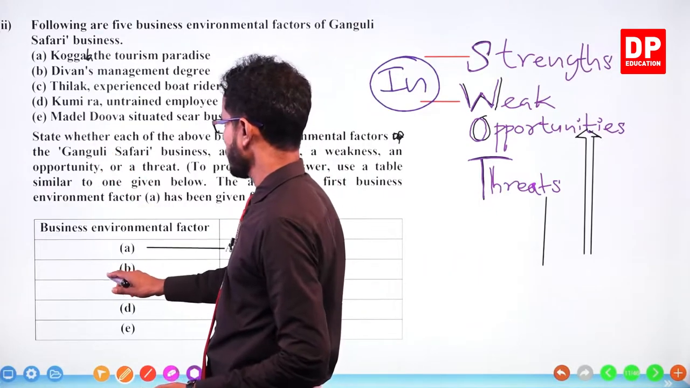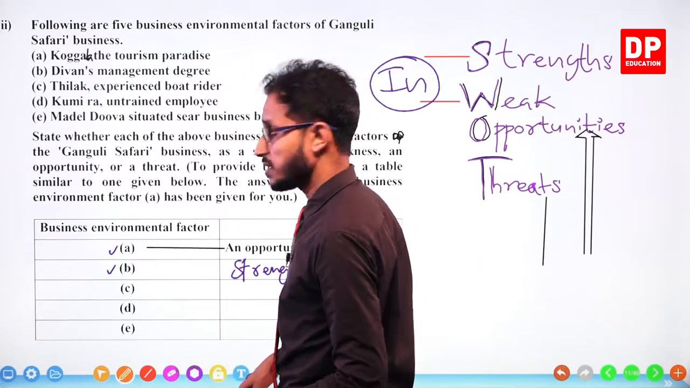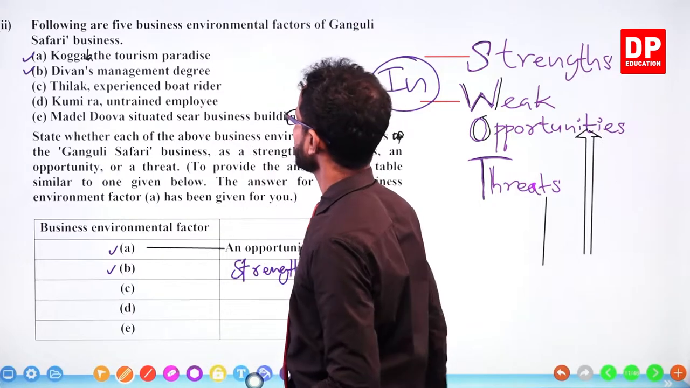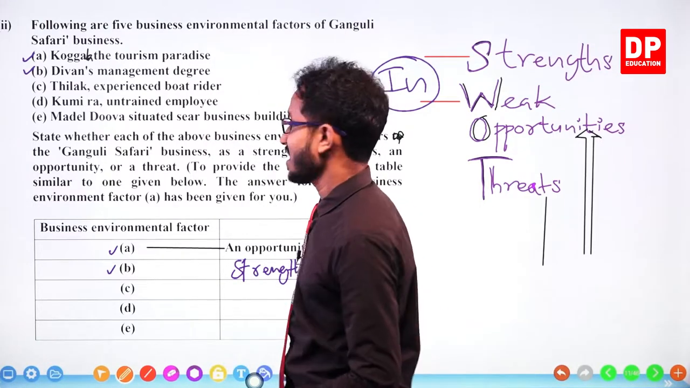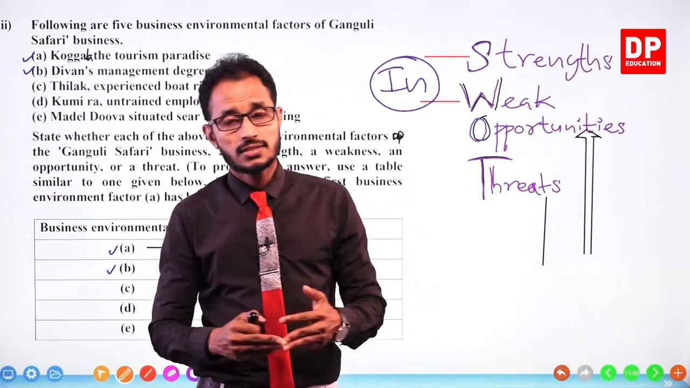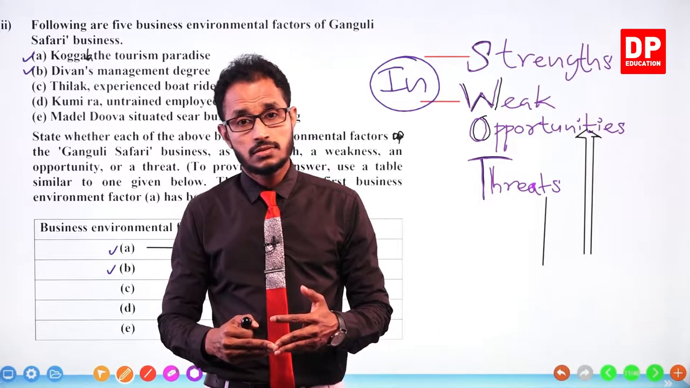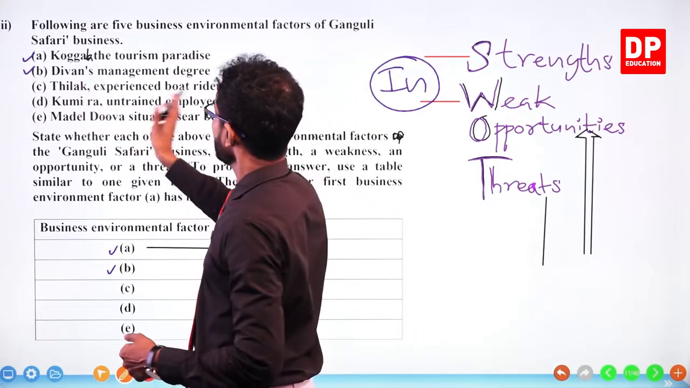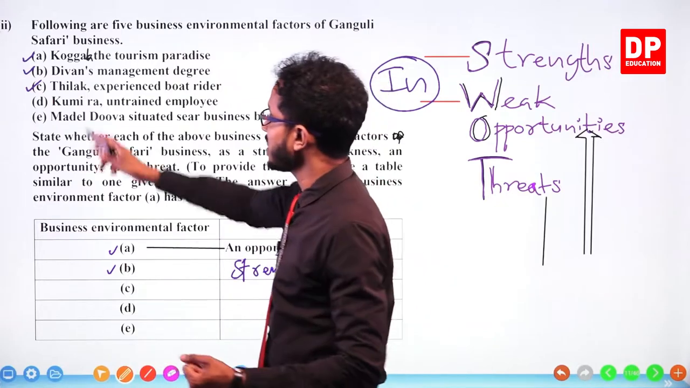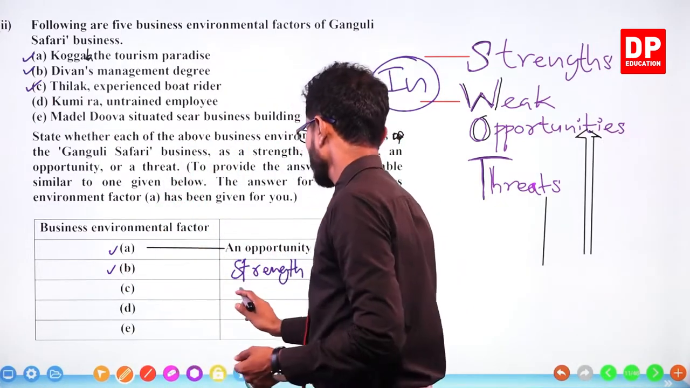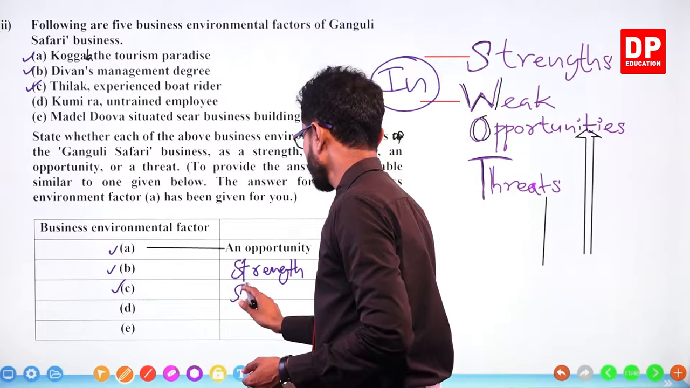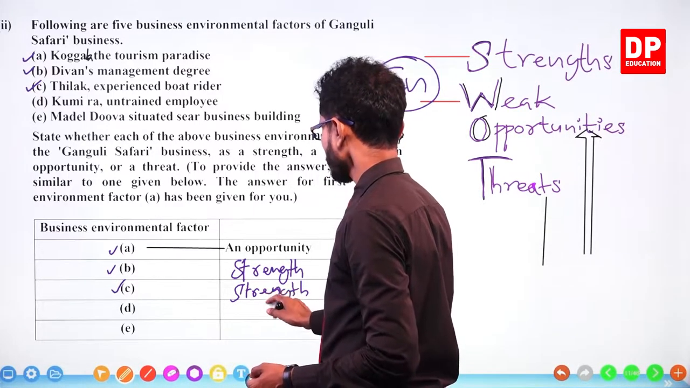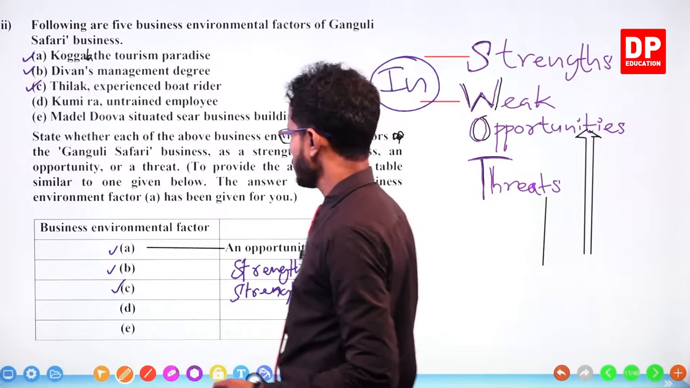C. A and B are both done. Tilak, experienced boat rider. Well, that is also an internal environmental factor, isn't it? It is, because Tilak is an employee of the business, and he's an experienced employee. That is also a positive factor inside the business. So it's a strength.